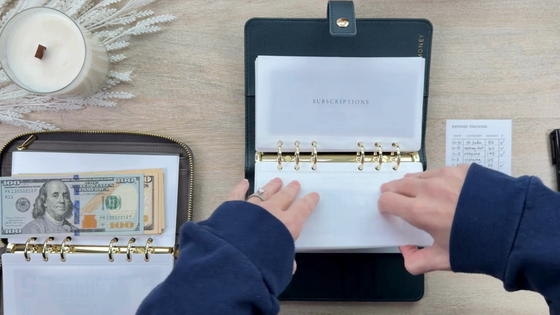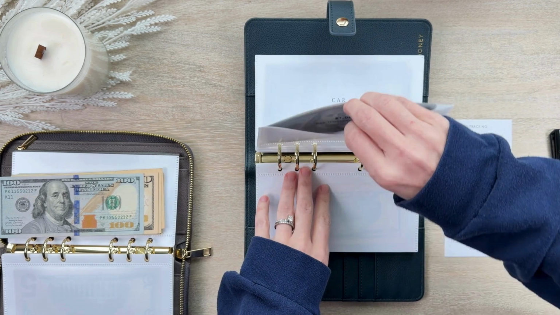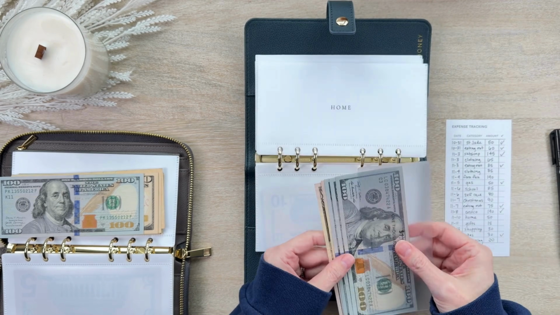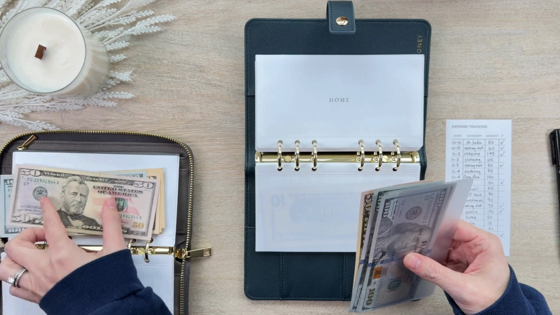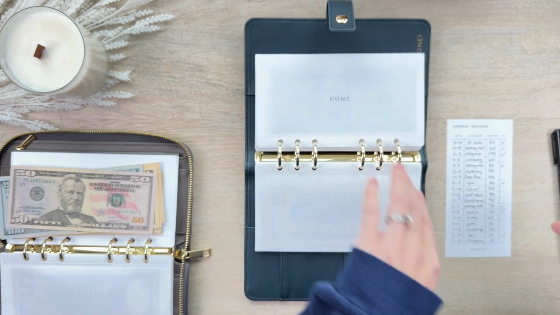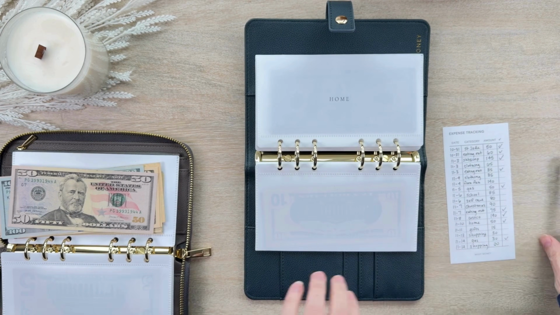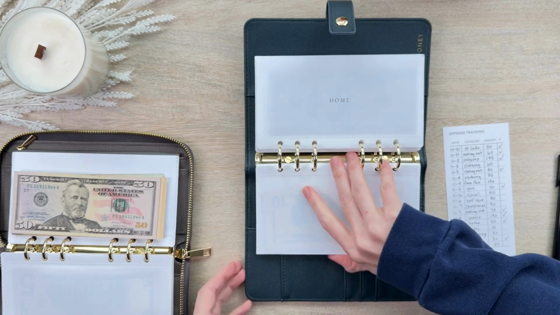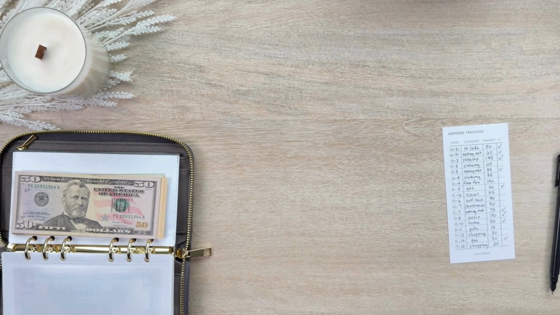Oh, home. I lied. I had one more. Home was a $50 transaction. So that will be it for home. You can check that one off. And then that is it for this binder. So I'm going to go ahead and put this one back.